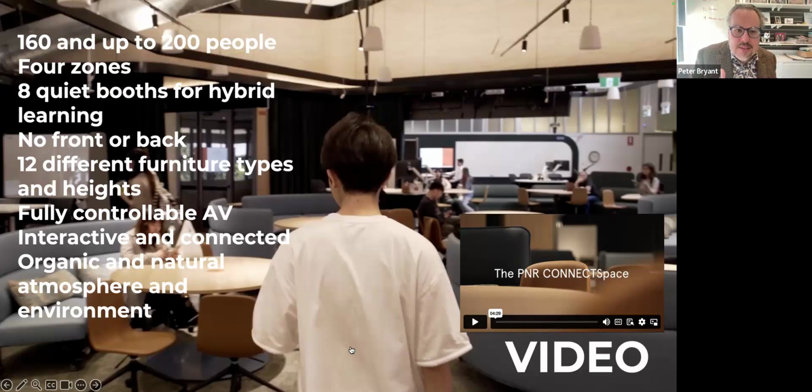The space is very interactive and connected. You can see on the left-hand side behind the words furniture types, there's a glass door. There are 8 of those in the space. They're called quiet booths. Inside those acoustic booths, there's a screen, a microphone and a camera so that online students can interact with the face-to-face students in the room.